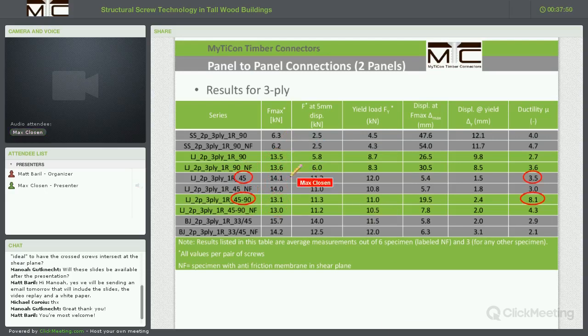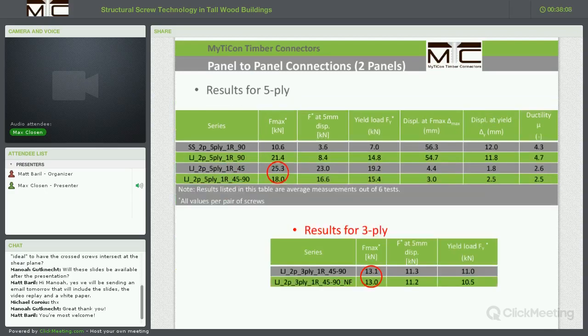Again, 45-degree screws are rather brittle. We get small ductility values here, and it seems like for screw combinations of 45 and 90 degrees, we can significantly increase our ductility ratios, or the performance of the connection in terms of deformation under load. Comparing these results between 5-ply panels and 3-ply panels is what we do with this slide. We see around 1.5 times more load in the 5-ply panels than in the 3-ply panels.